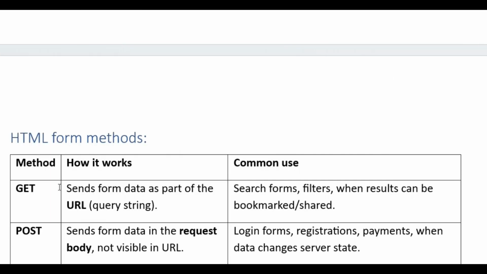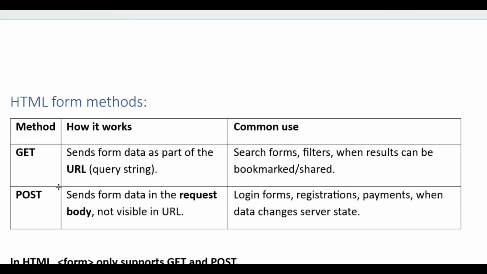We will try to see how to send the data. There are two methods in the HTTP protocol, the GET method and the POST method. GET will send data along with the URL in a query string, used for search forms and filters, where results can be bookmarked and shared. That is a common use case.